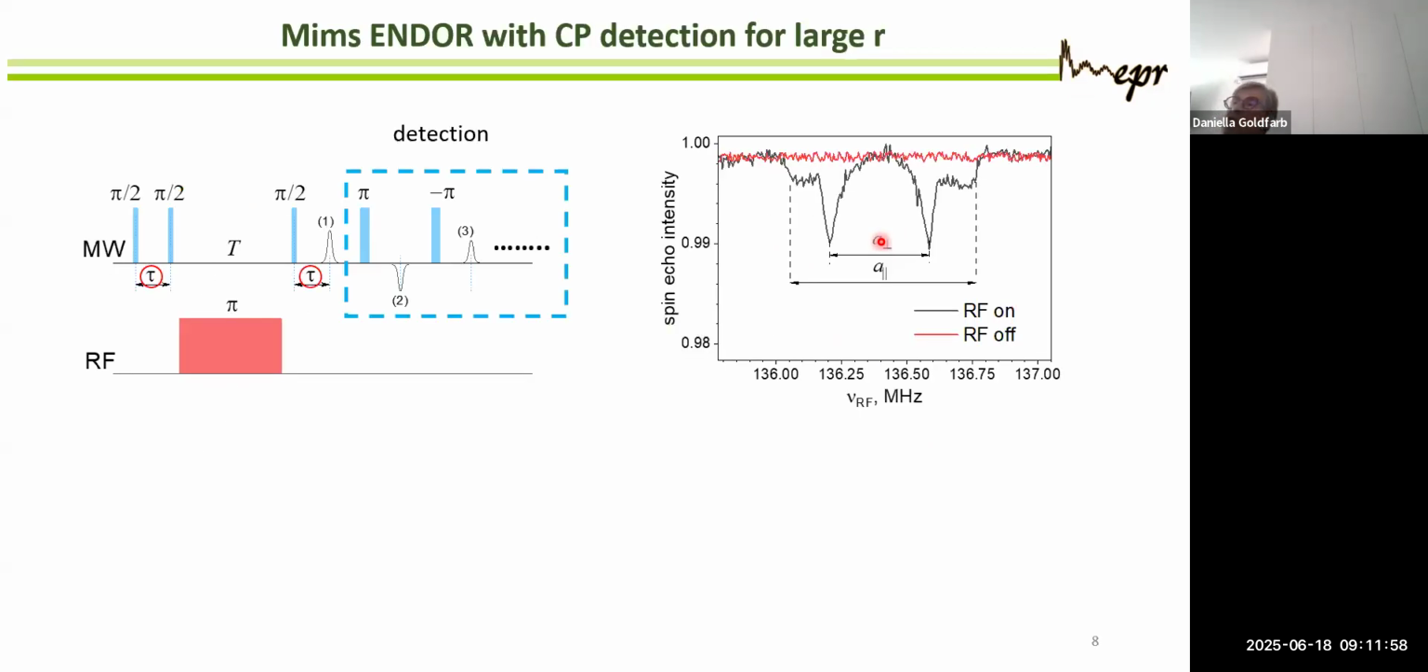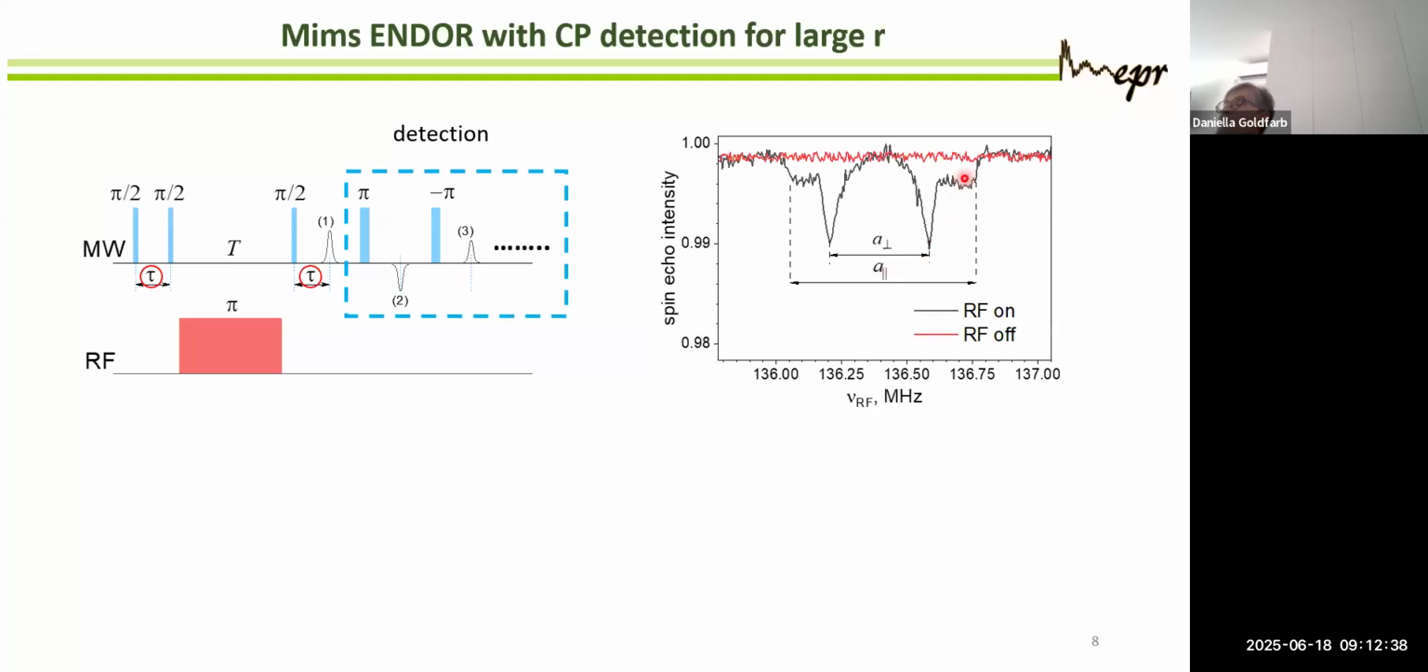So how do we measure? We use the MIMS ENDOR experiment that has been, I think it's from the 60s, very, very long time ago. So this is the sequence. You actually collect a stimulated echo, and during this time here, you apply a pi pulse and you measure the echo as a function of the frequency of this pulse. In our lab, in order to gain SNR, we apply a CP detection sequence. We apply this series of pi pulses, so we get many echoes and we add them together. So this is just for SNR application.